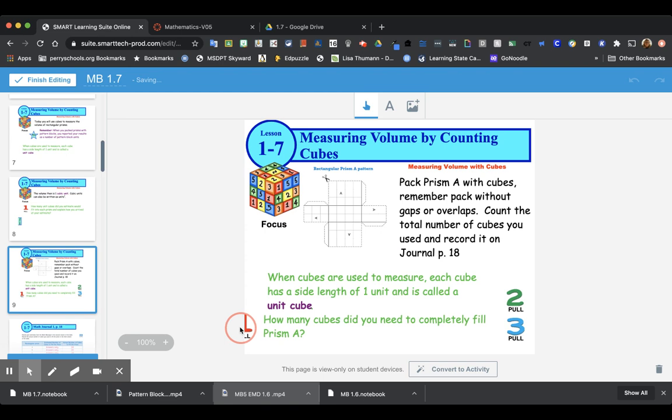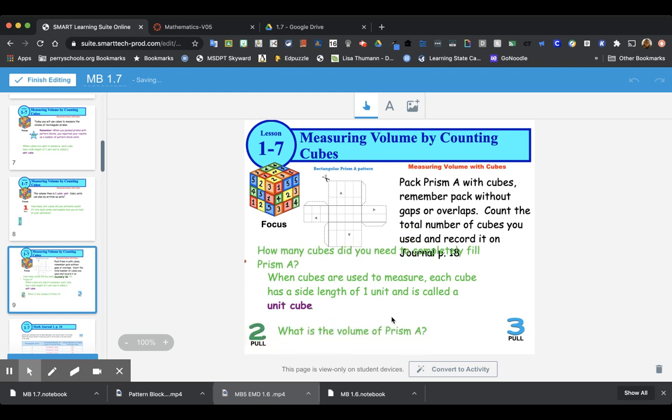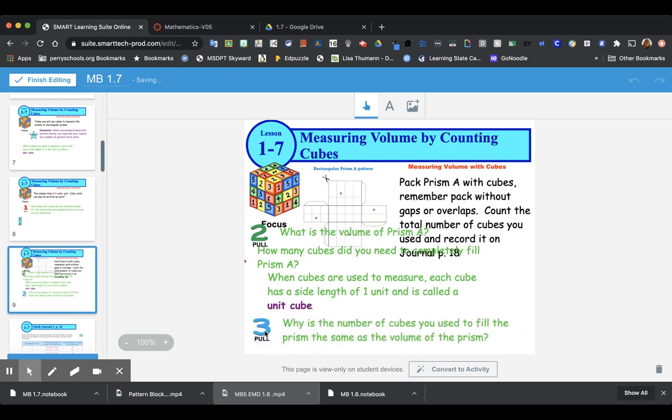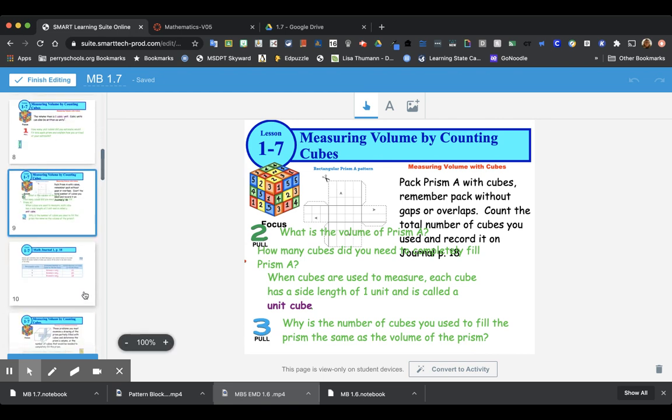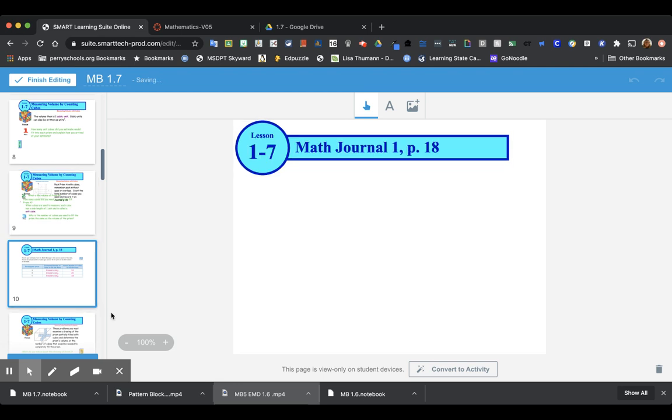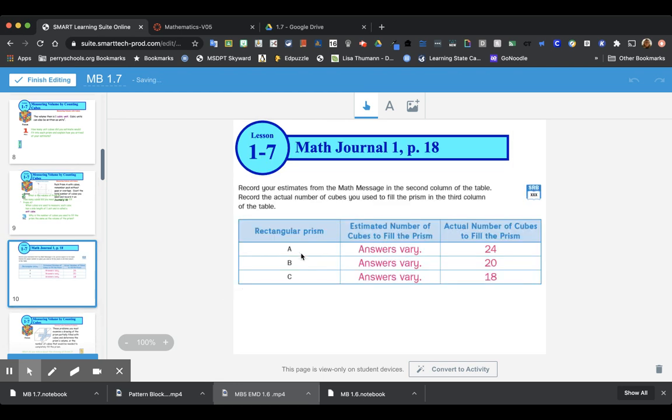So the questions that we're going to be answering are, how many cubes will we need to completely fill prism A? What is the volume of prism A? And finally, why is the number of cubes we use to fill the prism the same as the volume? So these are the 3 questions that we're going to be discussing in part 2 of this video. You'll be able to see me actually do that. So we'll find that rectangular prism A actually has 24, rectangular prism B actually has 20, and rectangular prism C has 18.